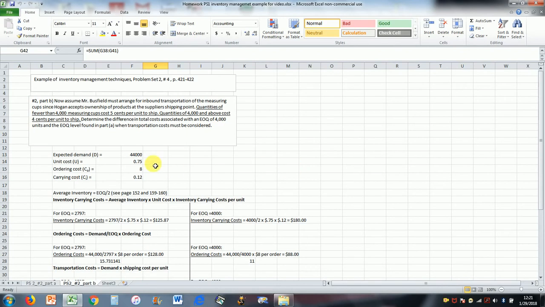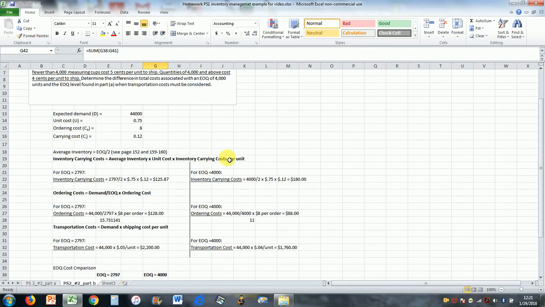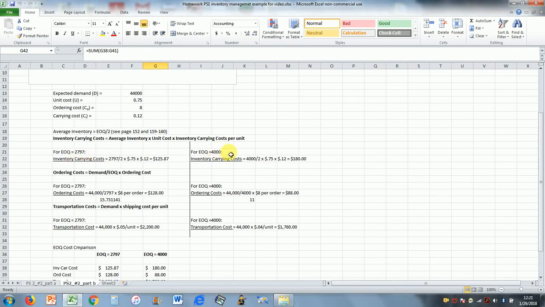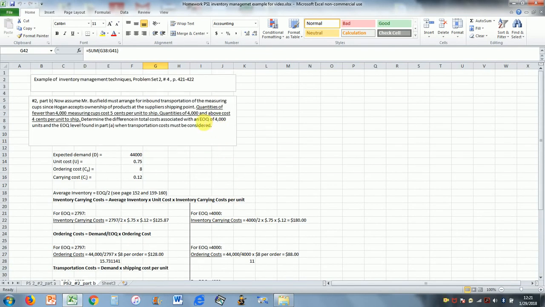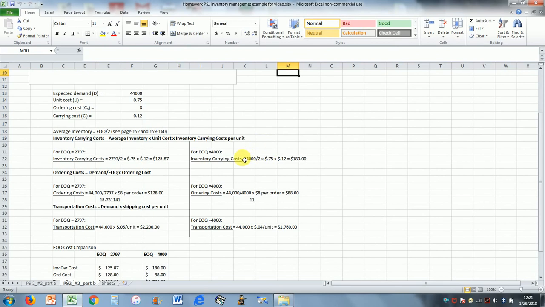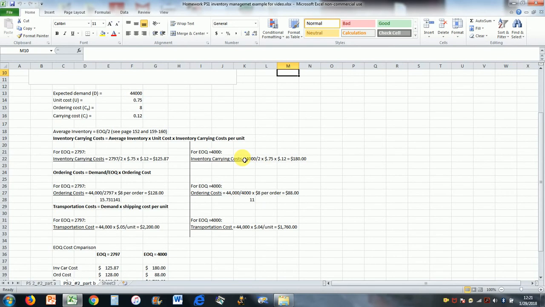I've copied the information from the problem. Got the demand, the unit cost, the ordering cost, and the carrying cost. And now we have to do a few calculations to compare them from one EOQ to another EOQ, the original EOQ of 2797 and this other EOQ of 4,000, because it says so right here, that will help us hopefully save some money based on some of the ways we have to do the cost, and we're going to see that right now.